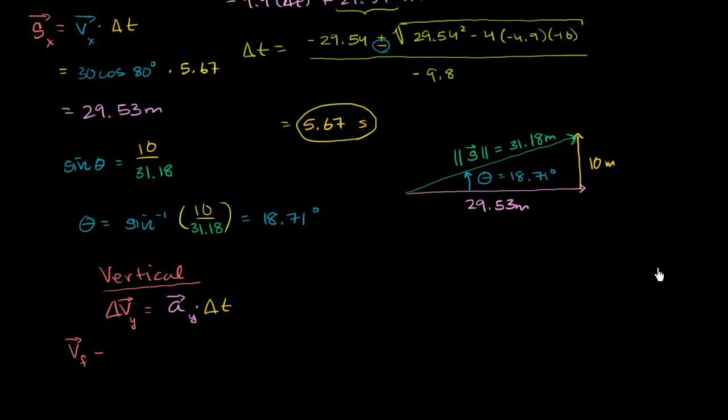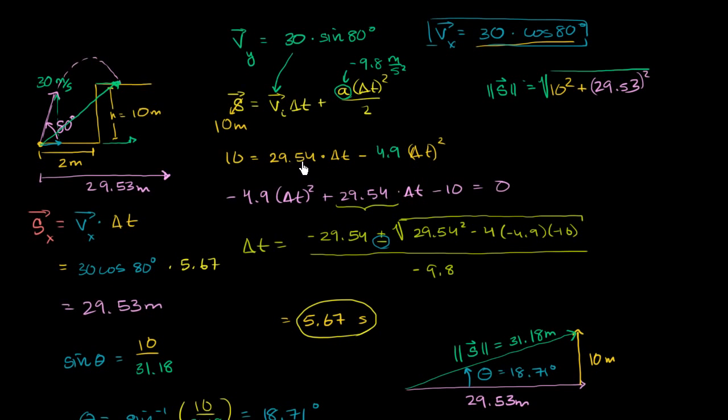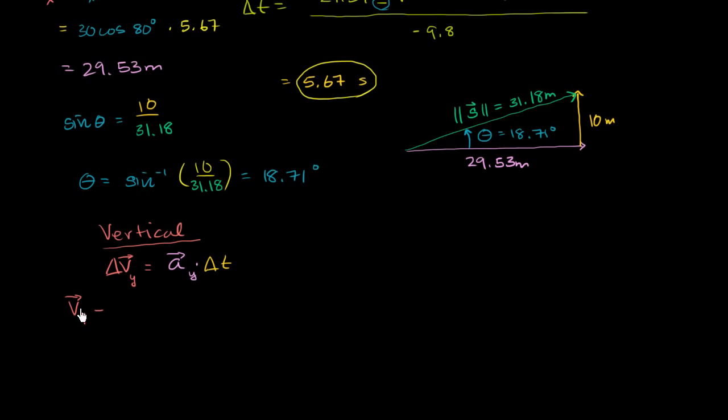And we know what our initial vertical velocity is. We solved for it. Our initial vertical velocity, we figured out, was 29.54 meters per second. That's 30 sine of 80 degrees. So this is going to be minus 29.54 meters per second is equal to our acceleration in the vertical direction, which is negative because it's accelerating us downwards, negative 9.8 meters per second squared. And our time in the air is 5.67 seconds, times 5.67 seconds. And so we can solve for the vertical component of our final velocity.